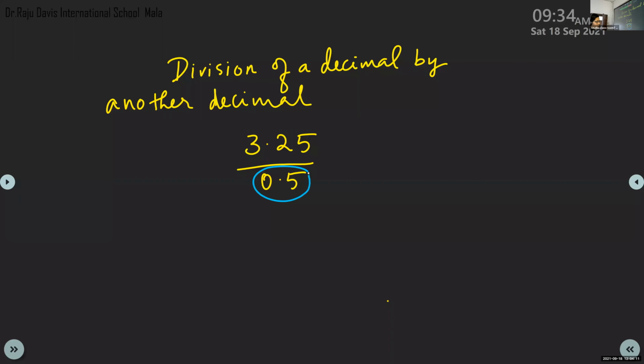You know how to divide a decimal by a whole number. So if this is a whole number, it is easy for you to divide. So what we are going to do is make this 0.5 a whole number. How to make it a whole number? We have to remove this decimal point. How many decimal places are there in the denominator?